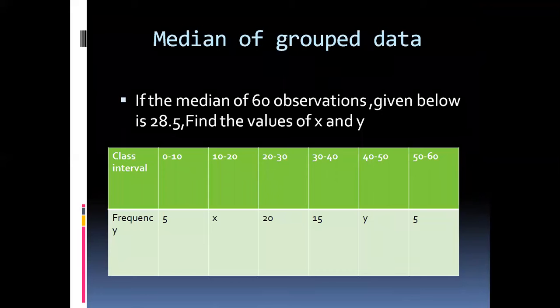If the median of 60 observations given below is 28.5, that means the median is given as 28.5, find the values of x and y. The class intervals are 0 to 10, 10 to 20, 20 to 30, 30 to 40, 40 to 50, and 50 to 60. The frequencies are 5, x, 20, 15, y, and 5. Here two are missing. So the missing observations, that is x and y, you have to find out using the median formula of grouped data. Let us see the solution.